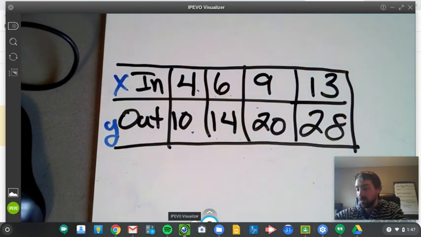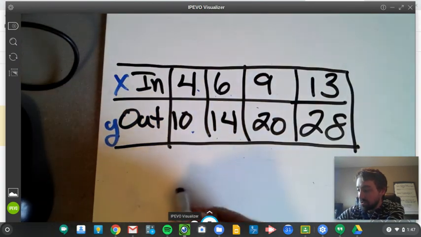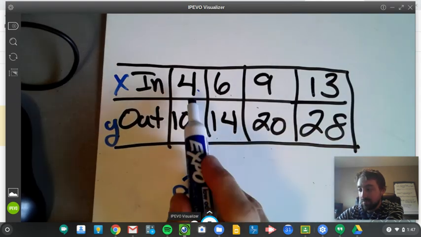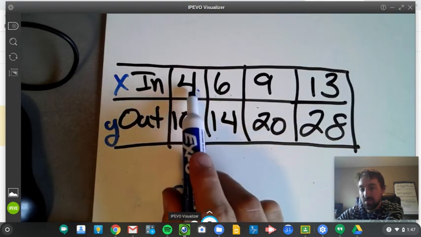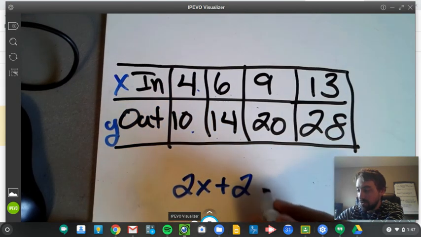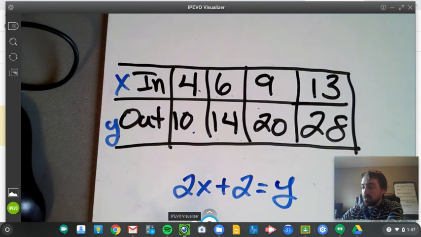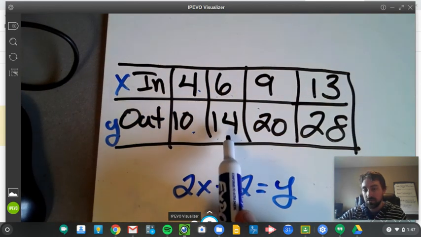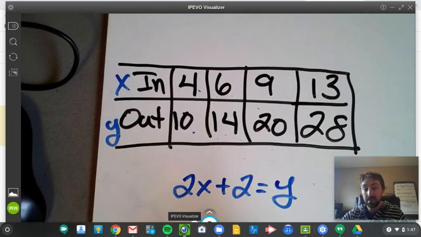Let's go under it a little bit. So 4 times 2 is 8. So let's go 2x. Now we have 2 times 4 is 8. To get from 8 to 10, we have to add 2. Plus 2 gives us y. So let's see if that works. 2 times 6 is 12, plus 2 is 14. That seems to work. That works for that one.